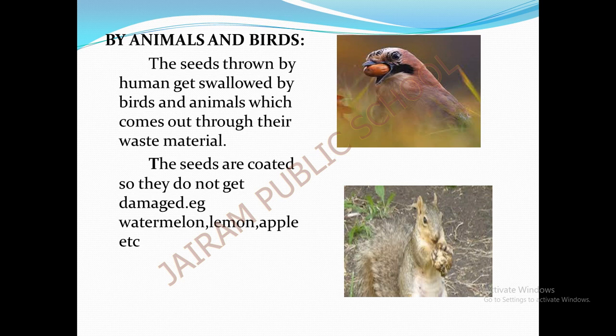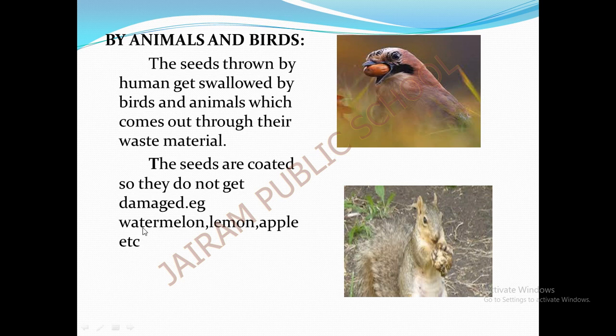When a bird swallows a watermelon seed in one place, and it flies to some other place, there it will release that seed through its waste material. After that, if any rain comes, that seed will get sown in the soil, and if continuous rain comes, germination takes place in that seed. Likewise, animals and birds are also responsible for the dispersal of seeds.